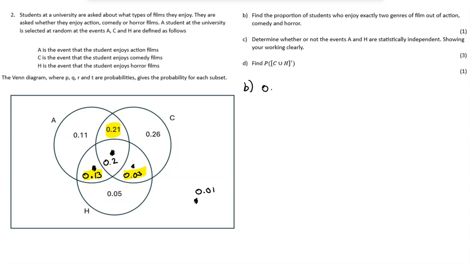add them together and we get 0.37. So only 1 mark, it's only just a quick little add on there.